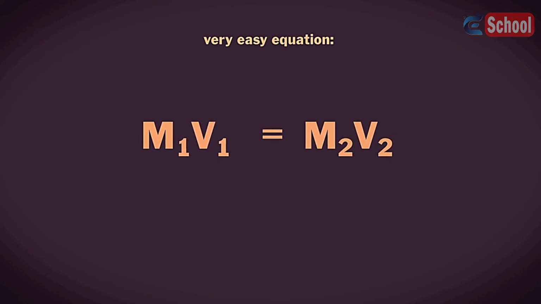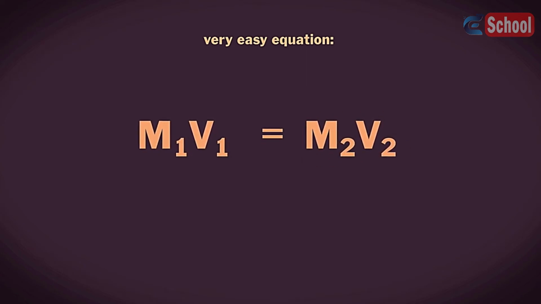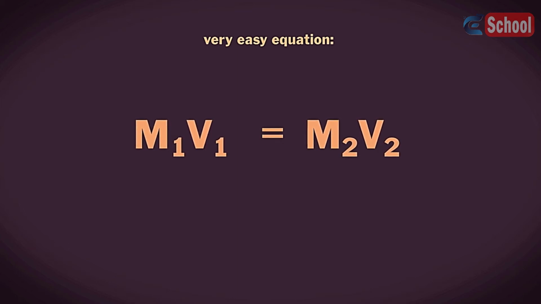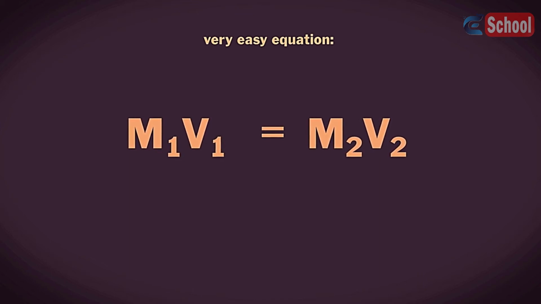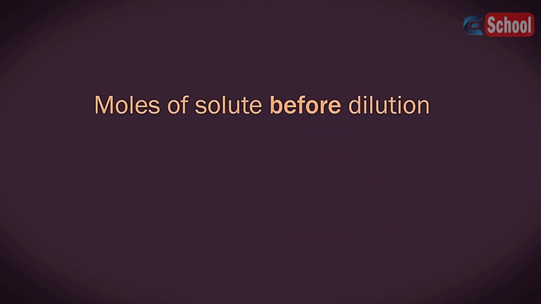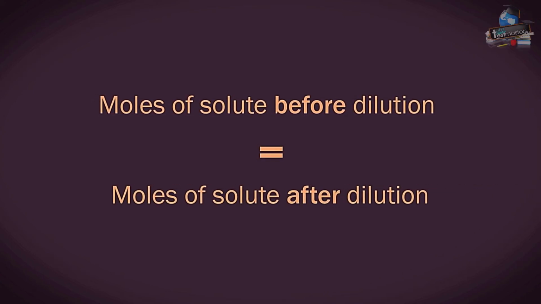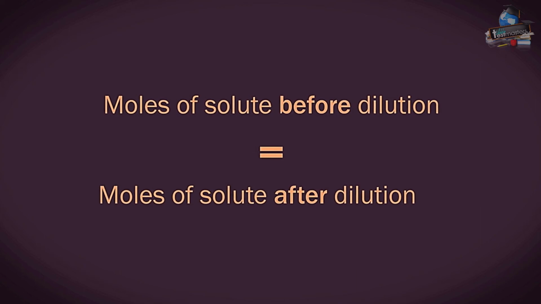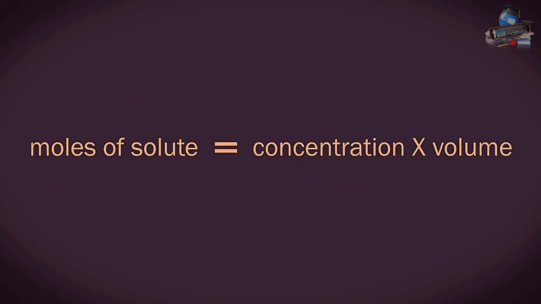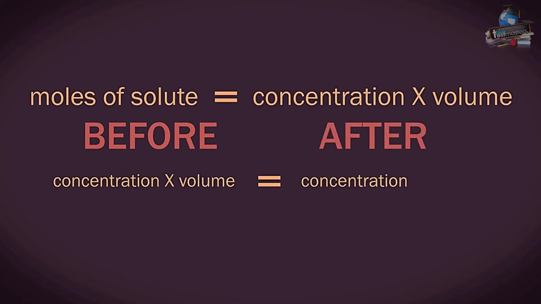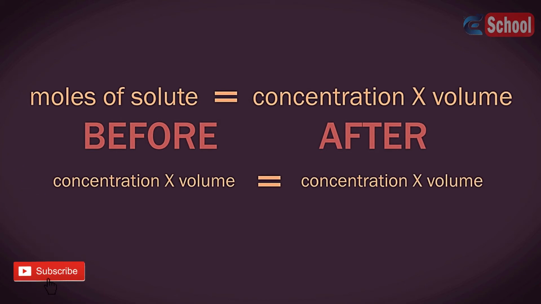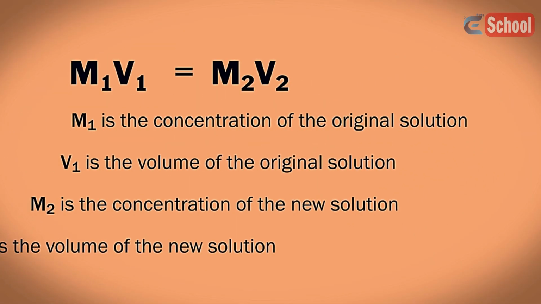M1V1 equals M2V2. Let's have a look at where it comes from, and then we'll see what it means. Because the moles of the solute stays the same before and after diluting, we can say that moles of solute before dilution equals moles of solute after dilution. And then you should already know that moles of solute equals concentration times volume. We can substitute this in, and we get the concentration multiplied by volume before is equal to the concentration multiplied by volume after, which is what this equation is telling us.